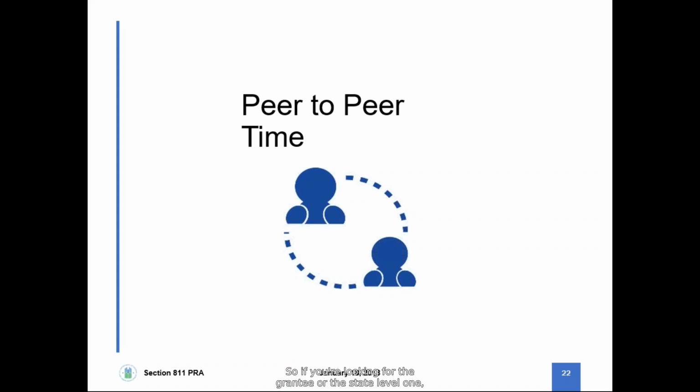So if you're looking for the grantee or the state level one, you need to contact your state 811 PRA program. I think a lot of states have placed theirs on their website, but if they haven't, they should be able to get you a copy of one. I'm not sure if that answers your question. Let us know if that didn't. And I don't know, Spencer, if you have anything to add to that.